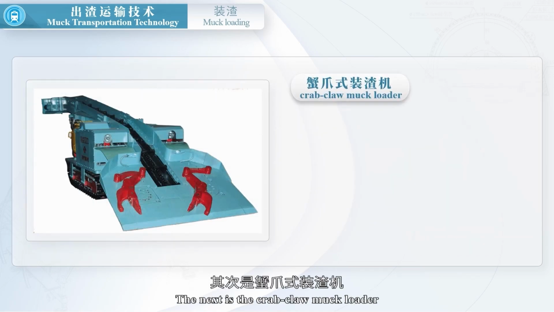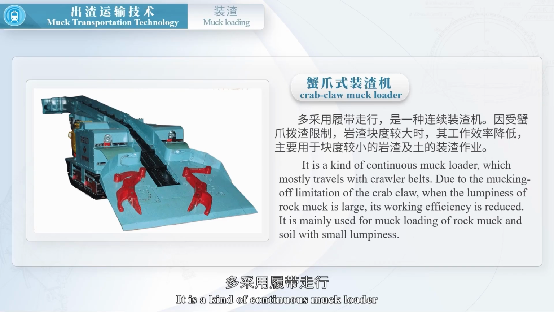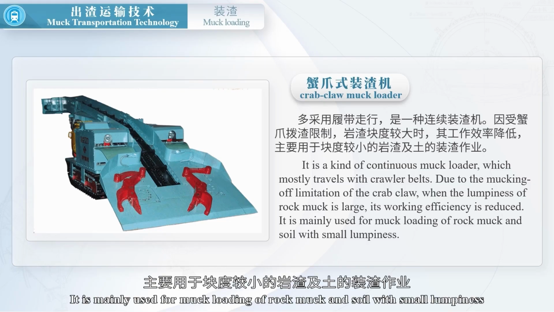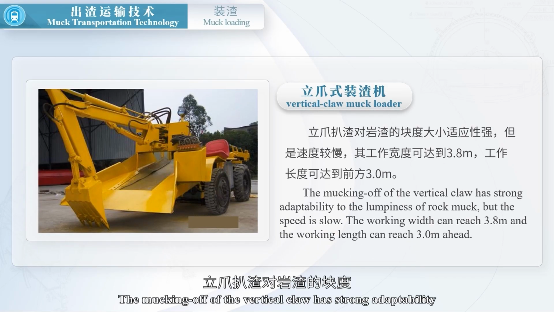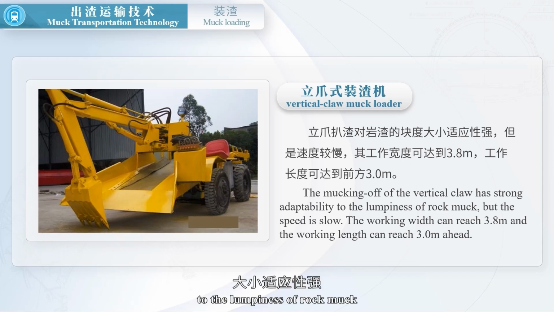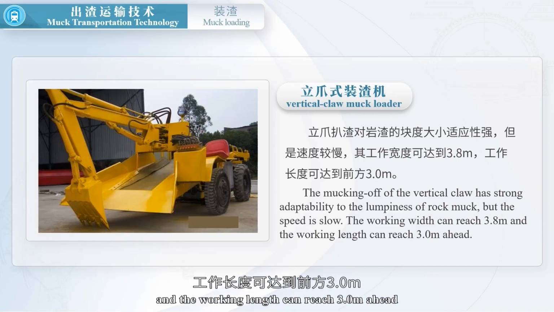The next is the crab claw muck loader. It is a kind of continuous muck loader, which mostly travels with crawler belts. Due to the mucking off limitation of the crab claw, when the lumpiness of rock muck is large, its working efficiency is reduced. It is mainly used for muck loading of rock muck and soil with small lumpiness. In addition, there is also a vertical claw muck loader. The mucking off of the vertical claw has strong adaptability to the lumpiness of rock muck, but the speed is slow. The working width can reach 3.8 m and the working length can reach 3.0 m ahead.